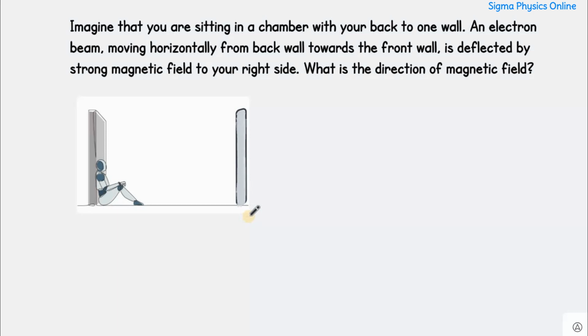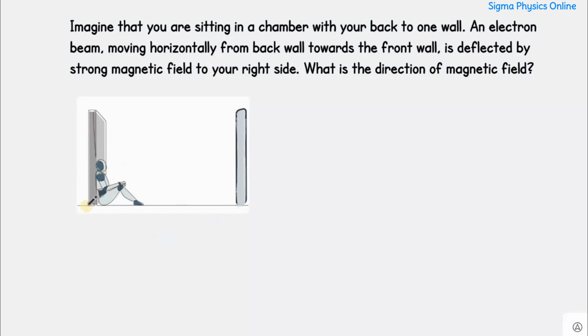So it's a question from magnetic effect of current and it's based on Fleming's left hand rule. So let's read what the question is. It says, imagine that you are sitting in a chamber with your back to one wall. An electron beam moving horizontally from back wall towards the front wall is deflected by a strong magnetic field to your right. What's the direction of magnetic field?